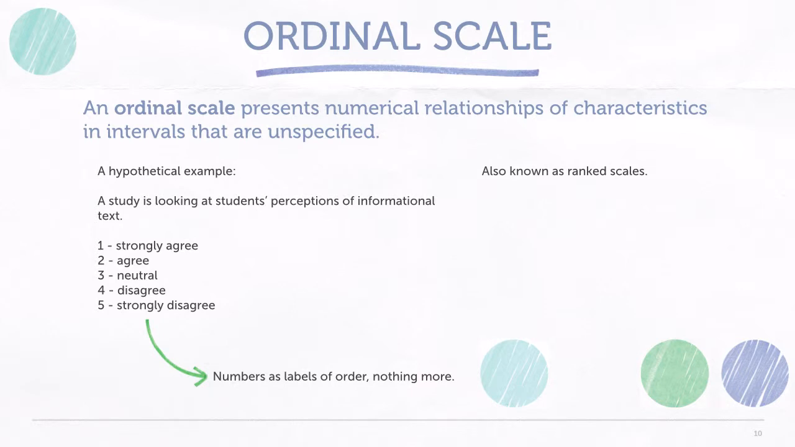From strongly agree to strongly disagree. There's an order of that. The distance between each of these points on this scale are unknown, right? But there is an order, and that's all that we're able to have.